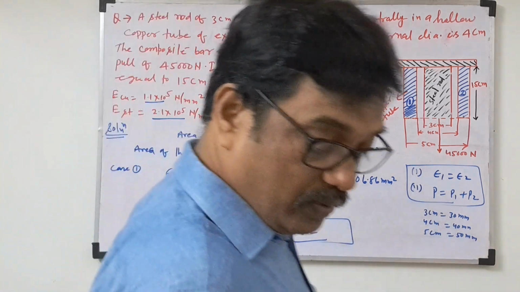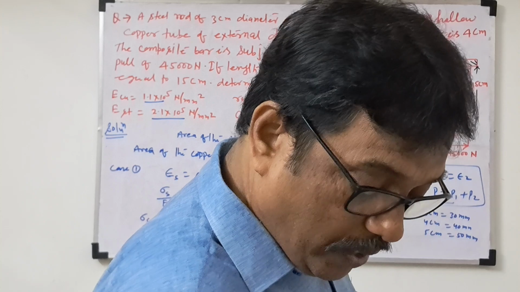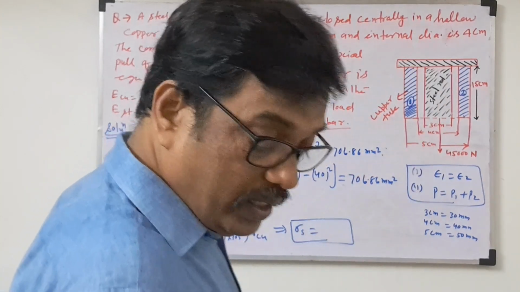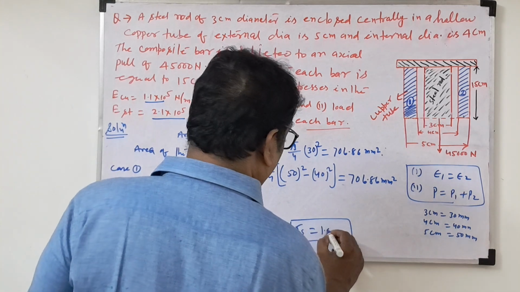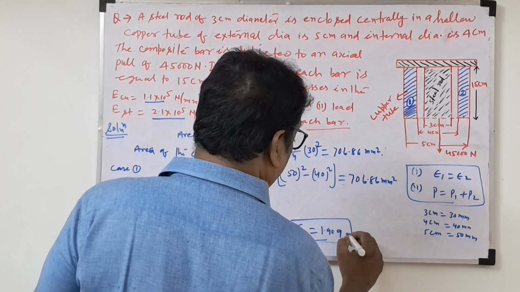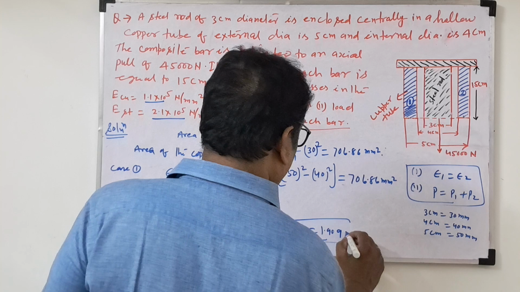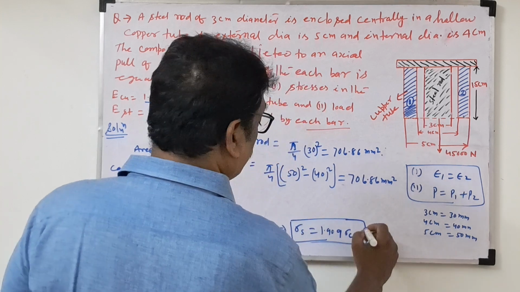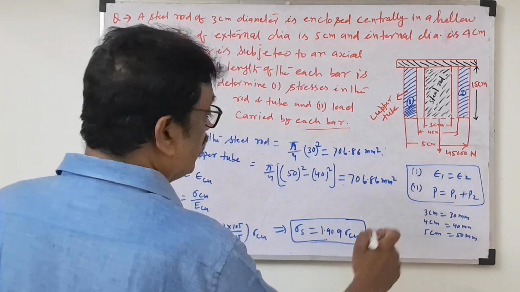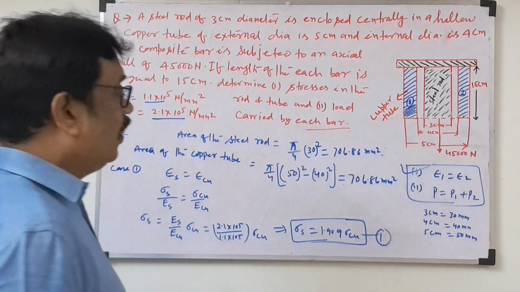So I calculated, we'll check this value: 1.909. If you divide, 1.909 times stress of copper. These relations we got, give them equation number 1. So case 1 we did. Now we'll go to case 2.